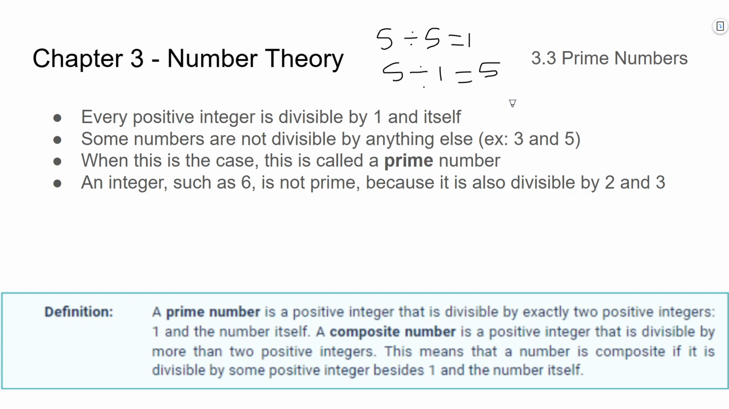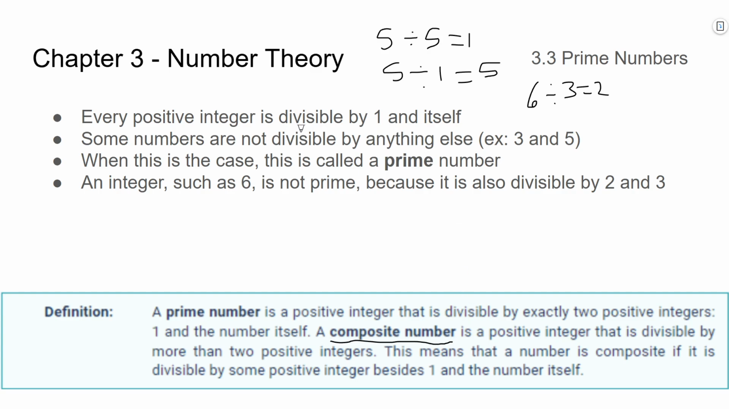So a number such as 6 is not a prime number because it is divisible by 6, and it's divisible by 1, but it's also divisible by 2 and by 3. 6 divided by 3 is 2. So this is not a prime. It is called a composite number. We'll see that right here, actually. A composite number is one that is not a prime. It has other factors.